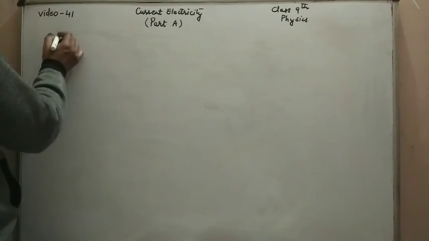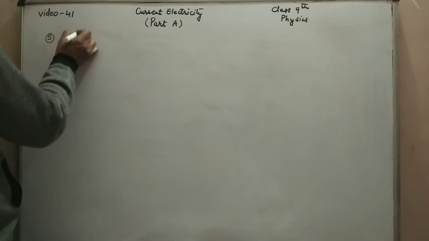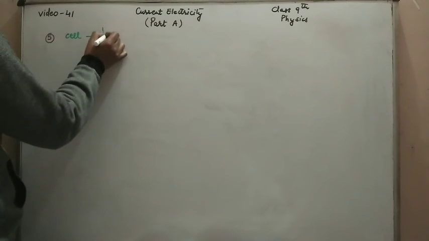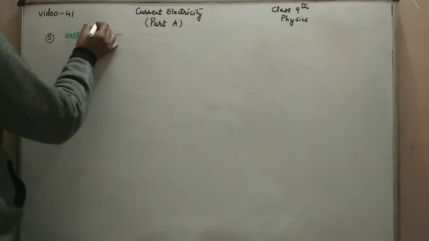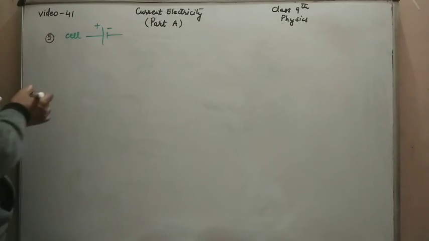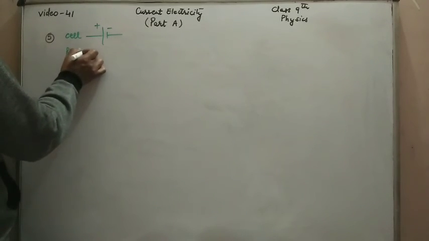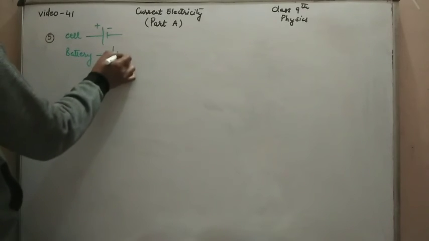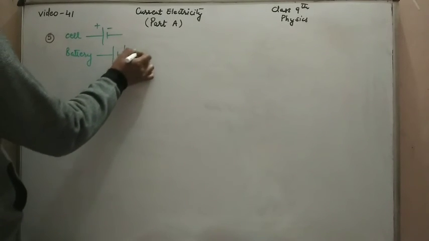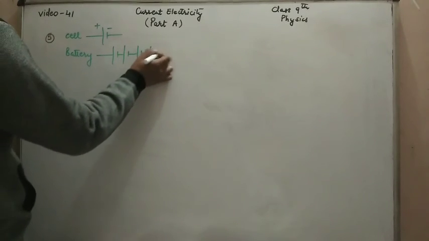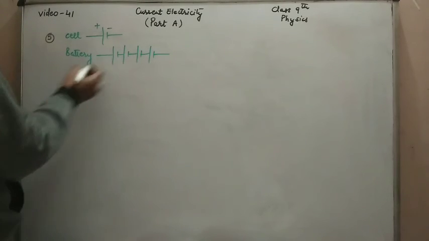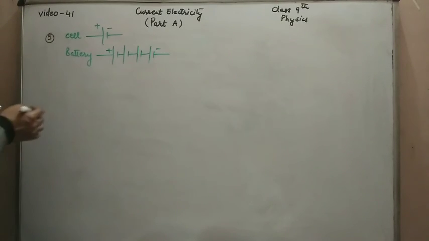Fifth one is source of current, that is cell. It is represented by one long and one small line. Long is representing the anode and small one is the cathode. Then there is battery, a combination of a number of cells. So I am using here 4 cells, a 4 cell battery.